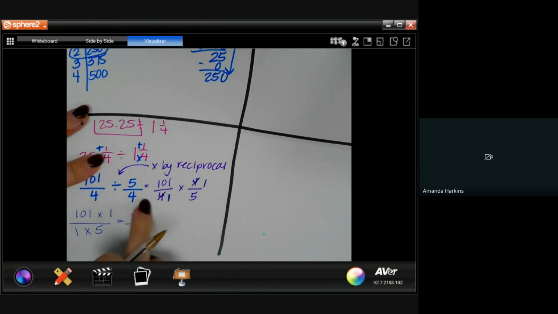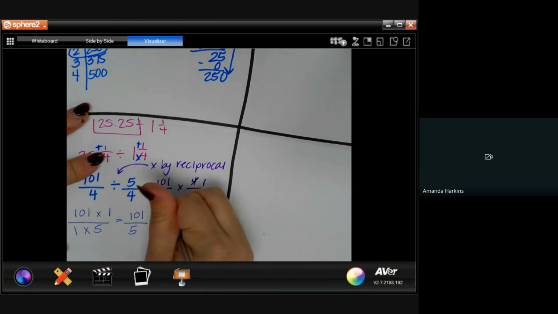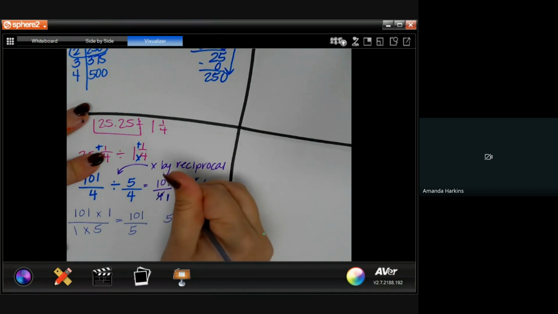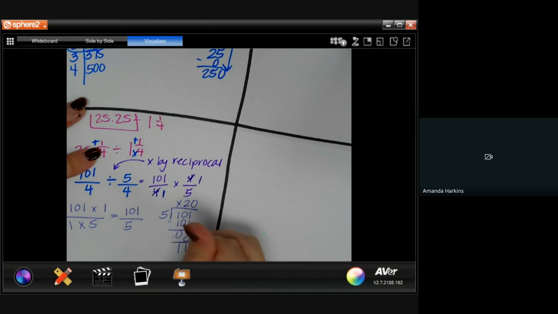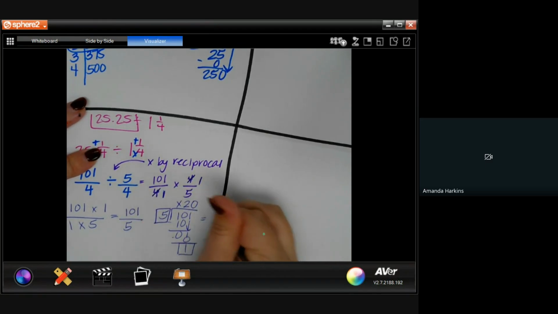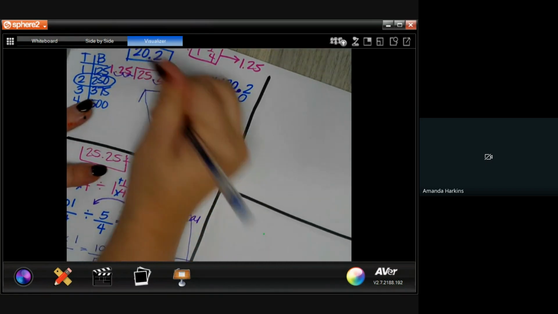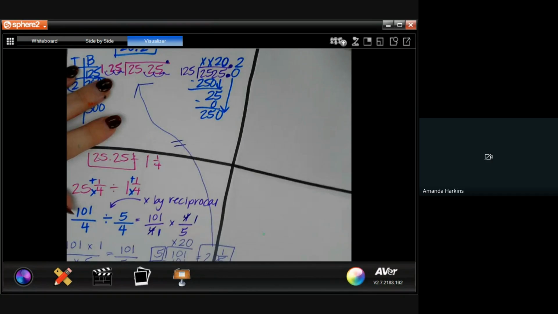But now I want to take my improper fraction and make that into a mixed number. 5 can't go in a 1, but 5 can go in a 10 twice. Bring down my 1. 5 can go in a 1 0 times. But this is still my remainder. So this makes 20 and 1/5. 20 and 1/5 is the same thing as 20.2. They are equal to one another.